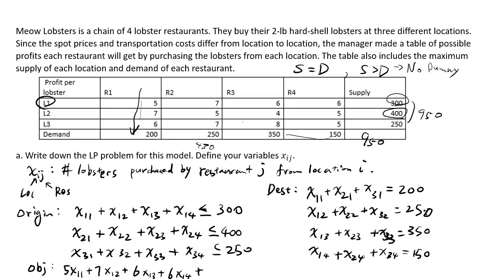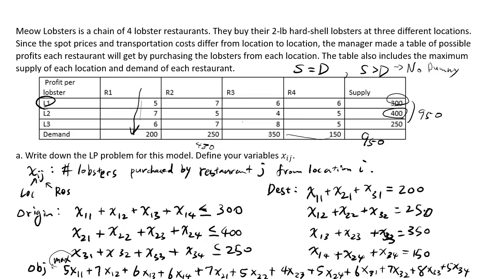Then 7x21, 5x22, 4x23, 5x24, and now the last row, 6x31, 7x32, 8x33, and then 5x34. Okay, and you have to maximize.